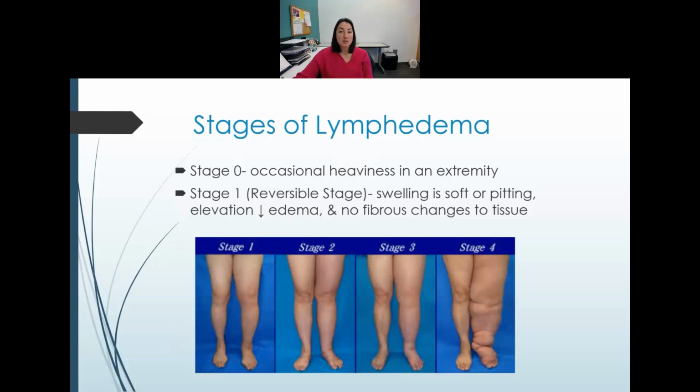Stage 1 is called reversible lymphedema, and the swelling is still soft. It can be pitting, but when you elevate that extremity, the swelling decreases and there have been no fibrous changes of the tissue. So the tissue makeup is still the same, but the edema is staying in the area more and more often and causing pitting edema. If you lay with your legs propped up for a little bit, then it is reversible.